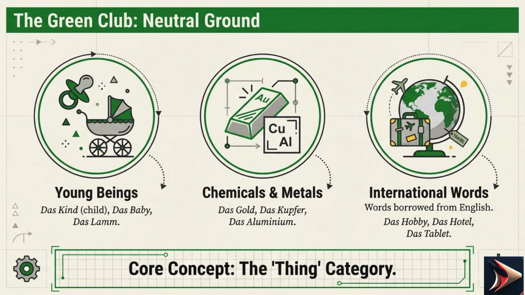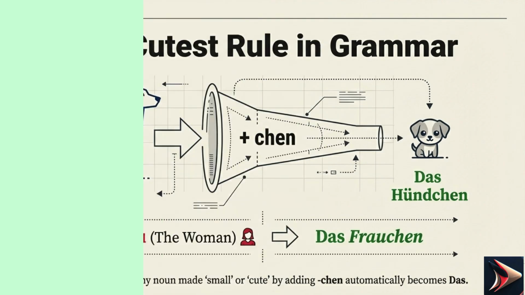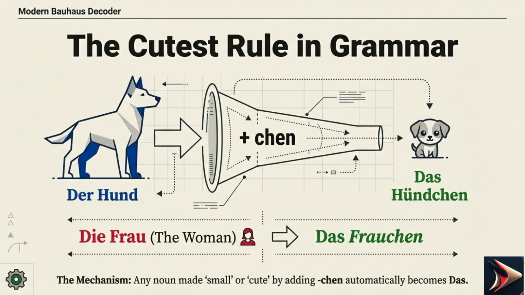A lot of international words, especially ones borrowed from English, like das Hotel or das Hobby, they're almost always neuter. Now, for what I think is the cutest rule in the entire German language. If you add the suffix -chen to any noun to make it sound small or cute, it automatically becomes a neuter das noun. So der Hund, the dog, becomes das Hündchen, the little doggy.